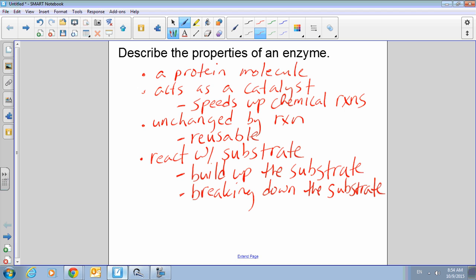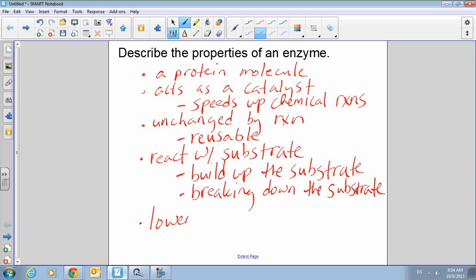Anything else that you know about enzymes? How do the enzymes actually speed up the chemical reaction? I kind of hinted at it yesterday. Does anyone remember? Shanae? It lowers the amount of energy that it needs to get the reaction started. Perfect. It lowers the amount of energy needed to get the reaction started. We're going to call that the activation energy.